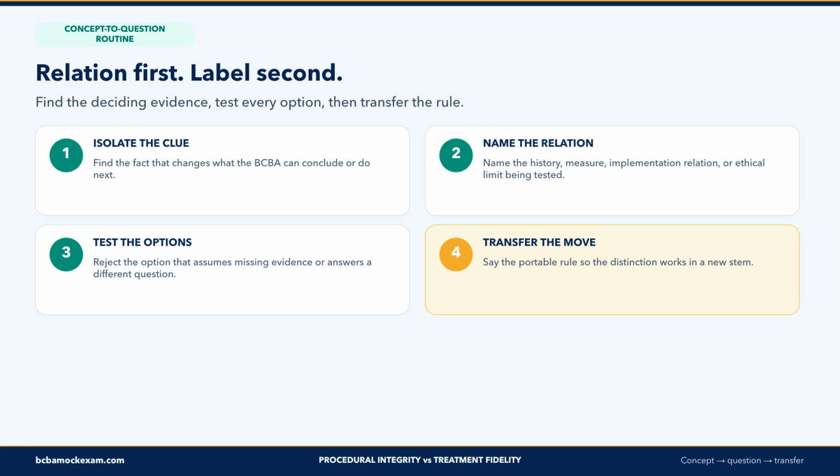Before the first question, use 4 passes. Isolate the clue that changes the decision. Name the relation, history, measure, implementation issue, or sequence being tested. Test every option against that clue, rejecting any answer that adds missing evidence or solves a different problem. Then state the portable rule in your own words. We will read the complete stem and all 4 options, pause before the reveal, announce the correct answer once, and explain every distractor in relation to this exact case.